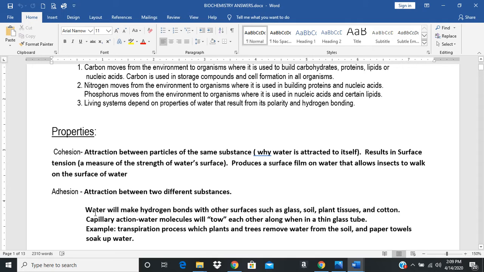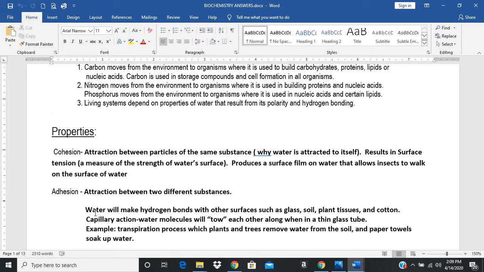Cohesion is when the same type of molecules stick to each other. So this is what causes things like surface tension to happen. This also allows water molecules to move in a column, such as they do during transpiration. Adhesion is where two different substances adhere to each other or bind to each other through hydrogen bonding.